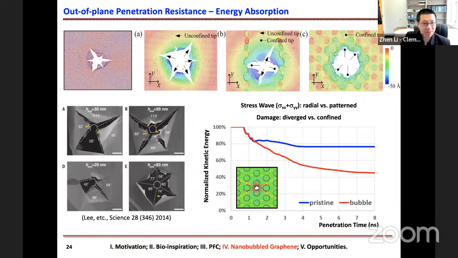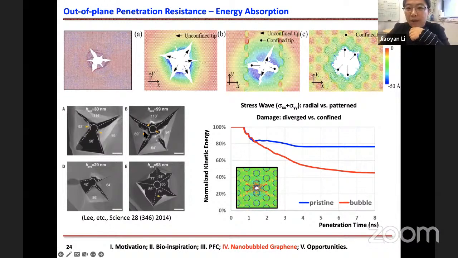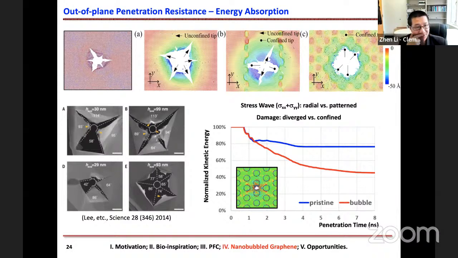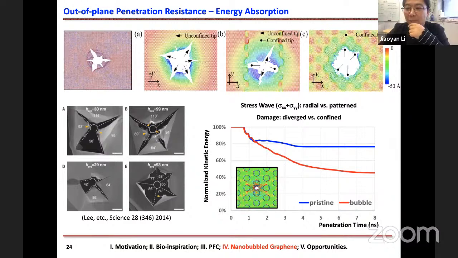So this simulation is done by LAMMPS or by something else? LAMMPS, just LAMMPS. All molecular simulations are done by LAMMPS. So does LAMMPS have the absorbing boundary condition? I don't think so. I think we did a little bit of further development to integrate the absorbing boundary. Okay.